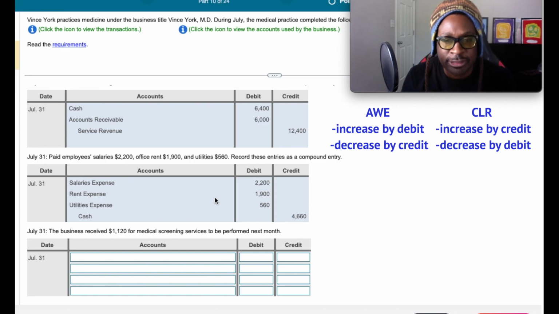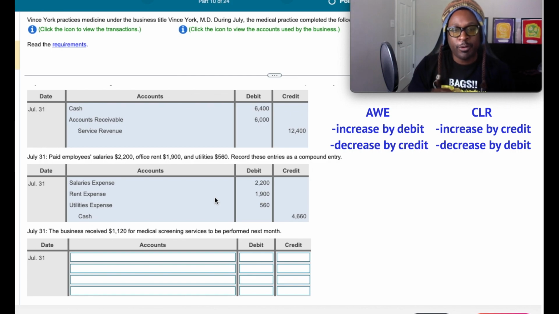$1,120 for medical screening services to be performed next month. A couple of key words in here. This is another tricky one. We received money for services to be performed next month. The key word in here, the most important word in here, services to be performed next month. We know when we see the word services, we know that's what, gang? Revenue. However, this revenue will be performed next month, but we receive the cash now.